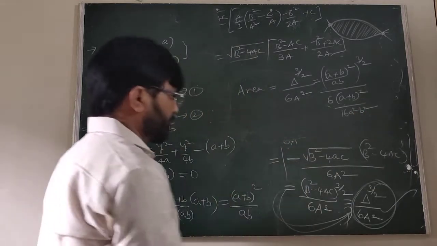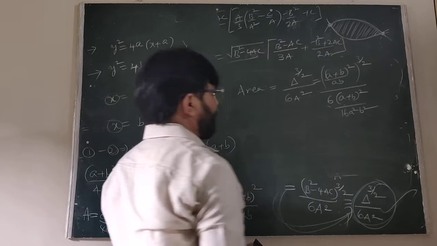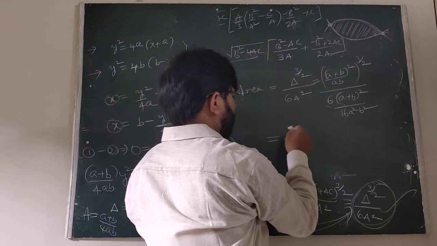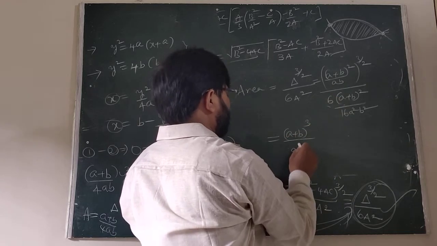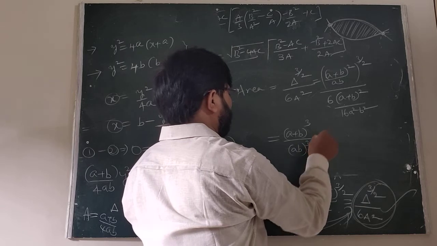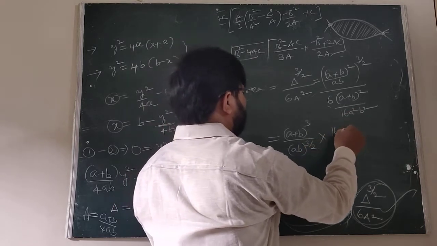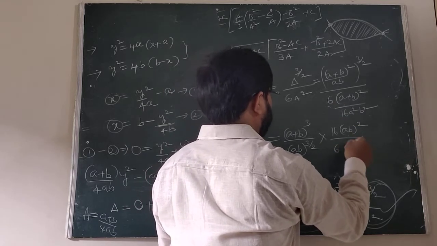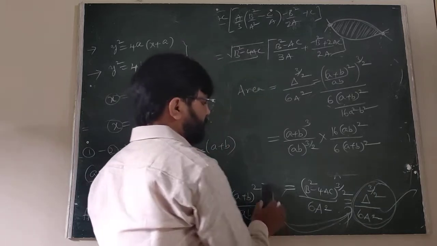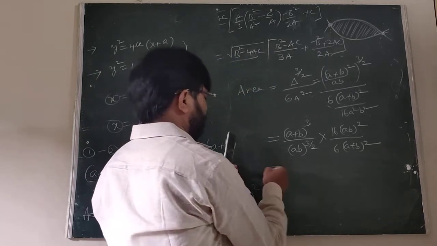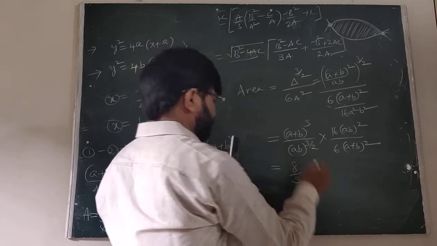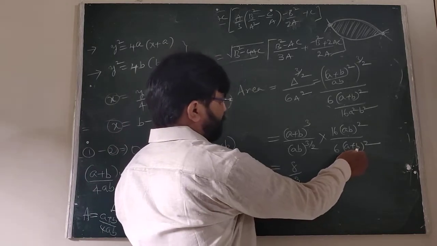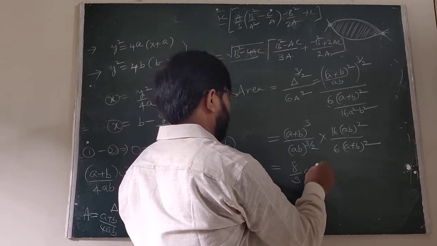Now how to write this one? First you can write a plus b whole square. 2 cancel. That is a plus b whole cube. Now this is ab whole power 3 by 2. Now the reciprocal of this one: 16 ab whole square by 6 into a plus b whole square. What is the answer here? 2 8s are 16, 2 3s are 6. At the same time, we can write here a plus b 2 times in the denominator, here 3 times. Now remaining is a plus b.